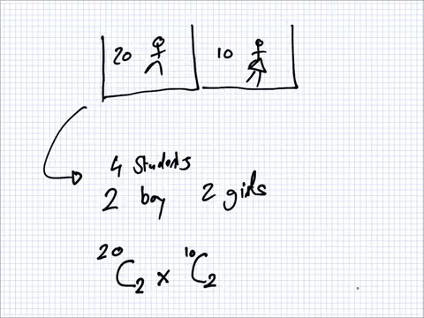20 choose 2 times 10 choose 2, 8,550. Okay? Can I go down a little bit? Yeah, let me give you one to try now.